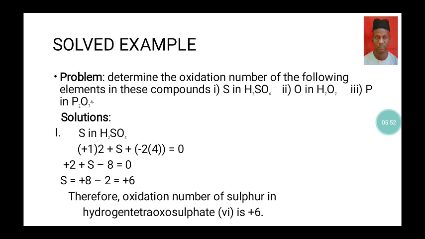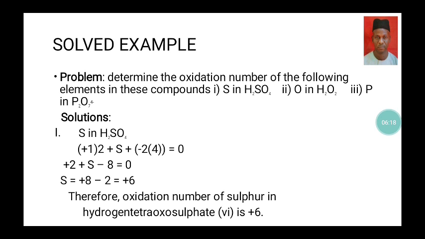Let us look at this problem, assuming we are asked to determine a particular element in a compound. In this case, we are asked to find S in H2SO4, O in hydrogen peroxide, and P in phosphoric acid. We can look at the solution.